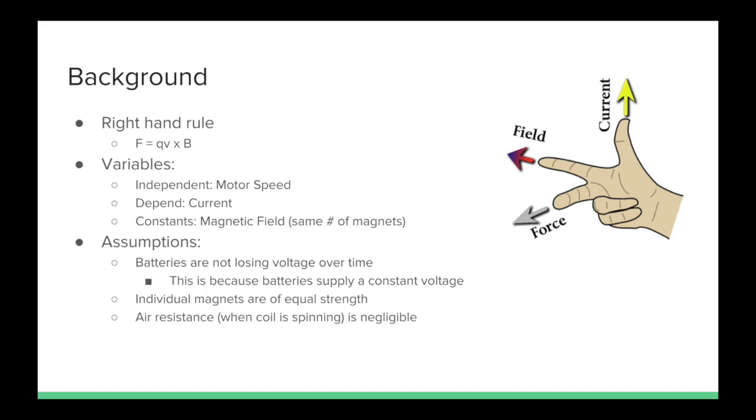We assumed that the batteries were not losing voltage over time because the batteries were only being used for a short period of time and should have provided a constant supply of voltage. Next, the individual magnets we used were the same size and shape, so we're assuming they are of equal strength. Finally, air resistance is negligible because it's not sufficient enough on the spinning wire to affect our results.